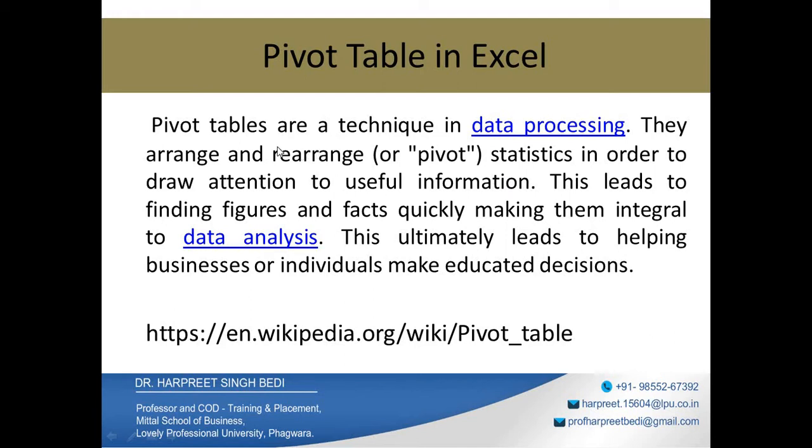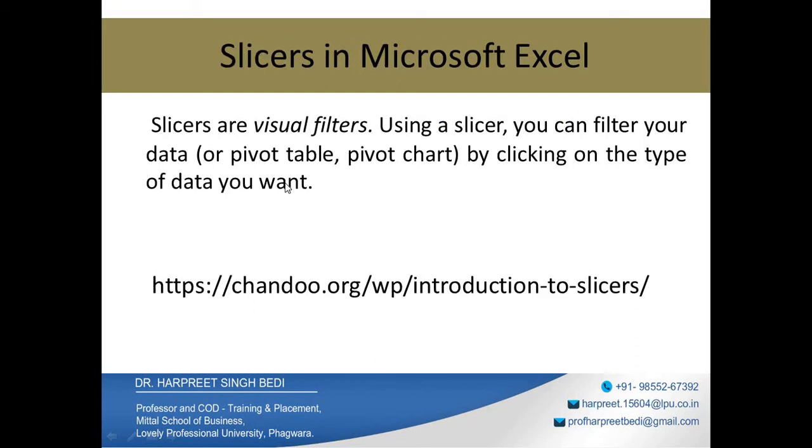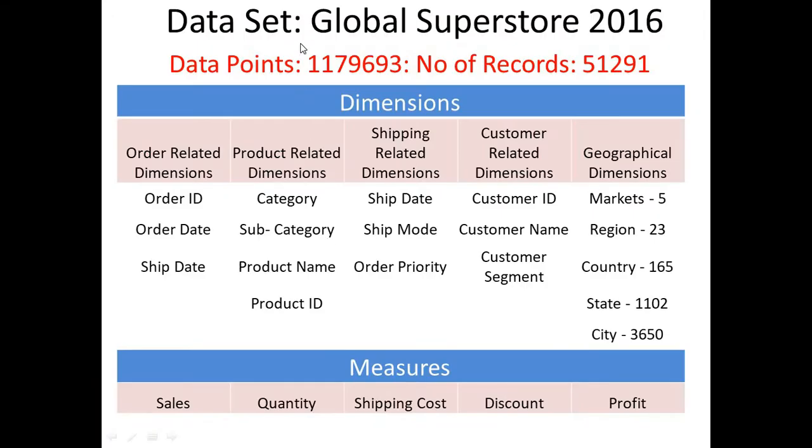Pivot tables are the techniques for data processing. They arrange or rearrange larger data into useful information. You may read more on Wikipedia. And slicers are visual filters. They not only apply filters to the pivot table and pivot charts, they also connect various pivot tables and pivot charts. For this video, we are going to use the Global Superstore data.